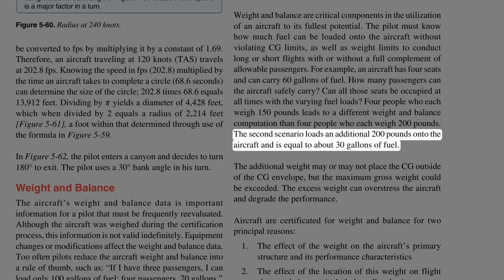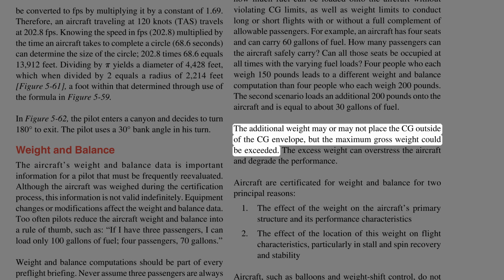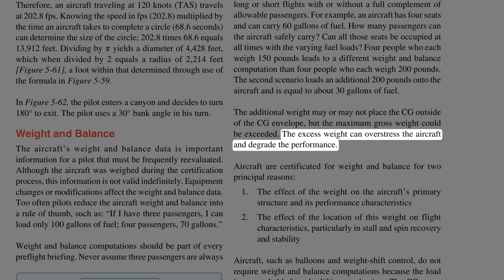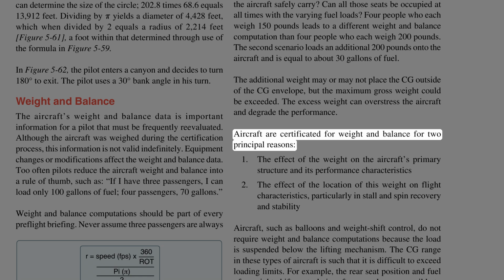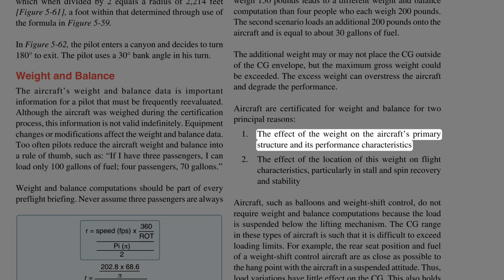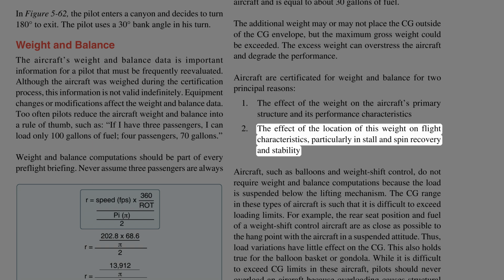gallons of fuel. The additional weight may or may not place the CG outside of the CG envelope, but the maximum gross weight could be exceeded. The excess weight can overstress the aircraft and degrade the performance. Aircraft are certificated for weight and balance for 2 principal reasons: the effect of the weight on the aircraft's primary structure and its performance characteristics, and the effect of the location of this weight on flight characteristics, particularly in stall and spin recovery and stability.